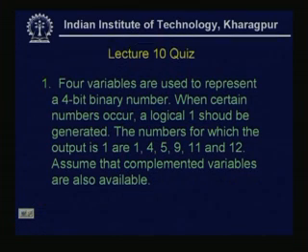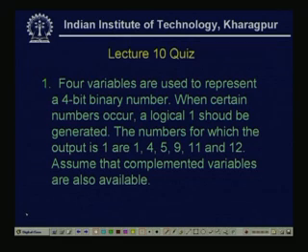Now, today's quiz question, only one question is there. 4 variables are used to represent a 4-bit binary number. When certain numbers occur, a logical one should be generated. The numbers for which the output is 1 are 1, 4, 5, 9, 11 and 12. Assume that complemented variables are also available. So find out the expression and reduce the function.